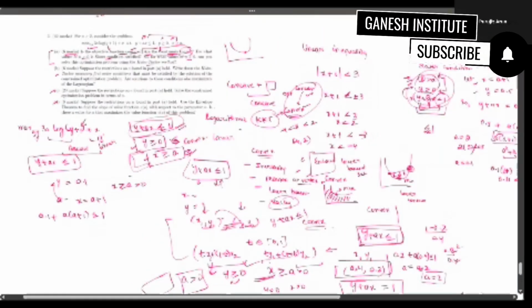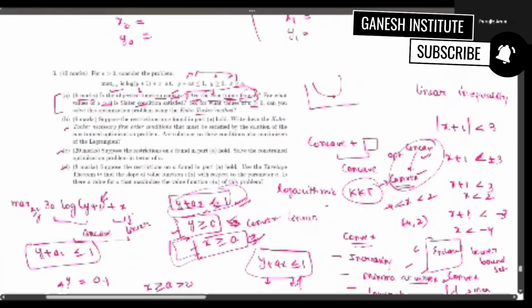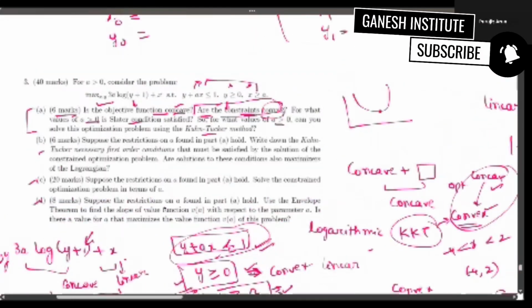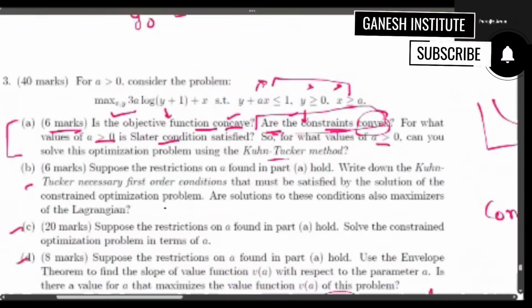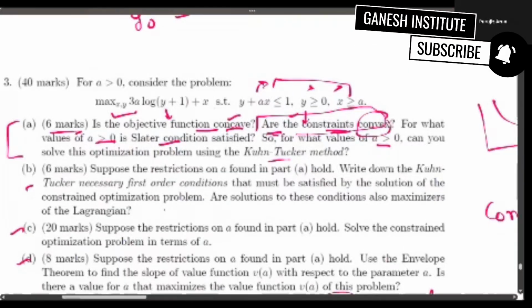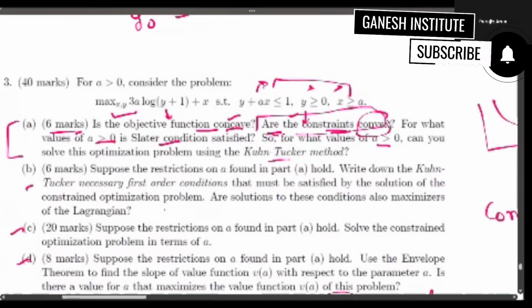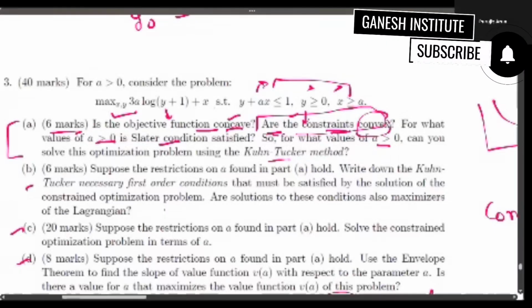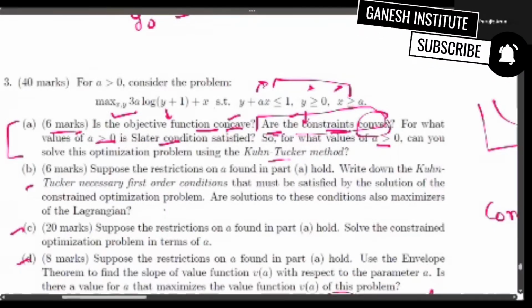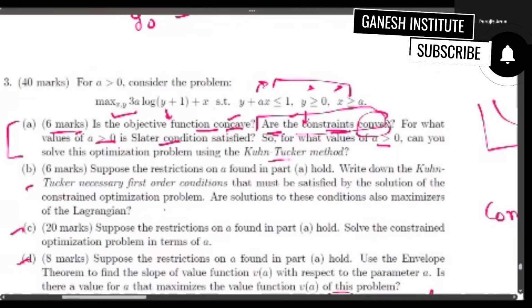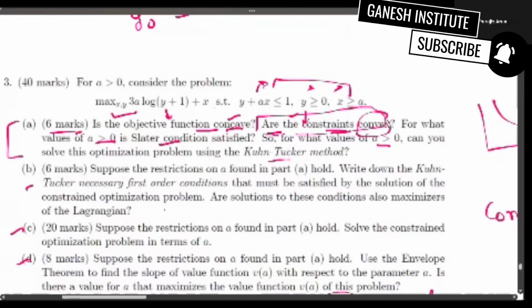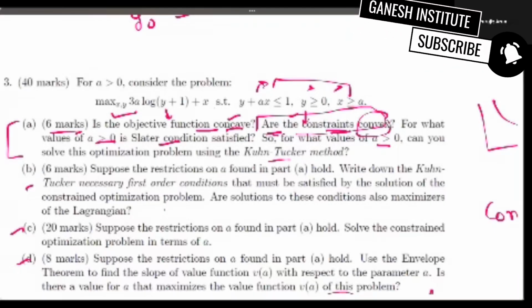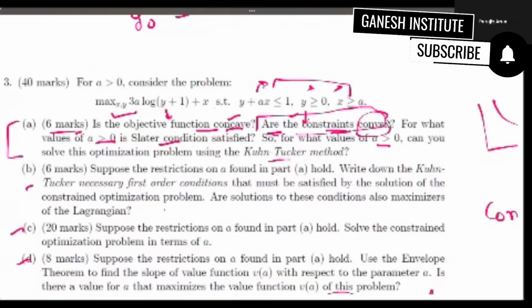So my question was this: 3a log y plus 1 plus x, right? And I had to prove it concave, convex. Up till this, it's done, right? Yes. We individually proved the objective function as concave and the constraints convex. And for what values of a greater than zero is this latter condition satisfied?